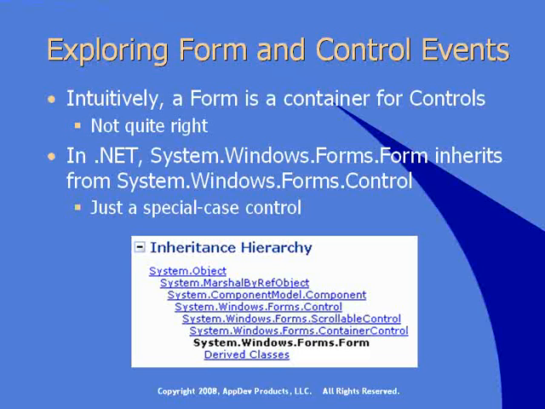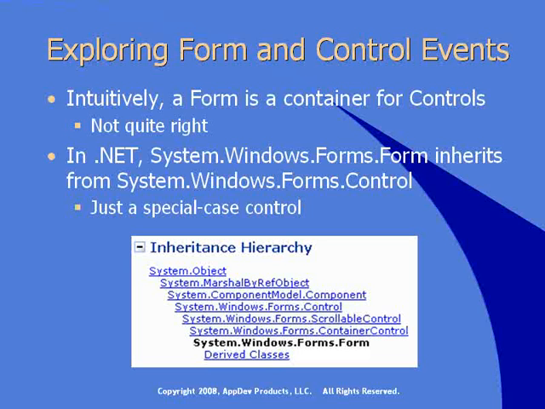As you can see, the system.windows.forms.form does inherit from system.windows.forms.control through the scrollable control, which is a parent for the container control, which is a parent for the form class. So a form is just a special case of a standard control. It's scrollable. It's a container for other controls.